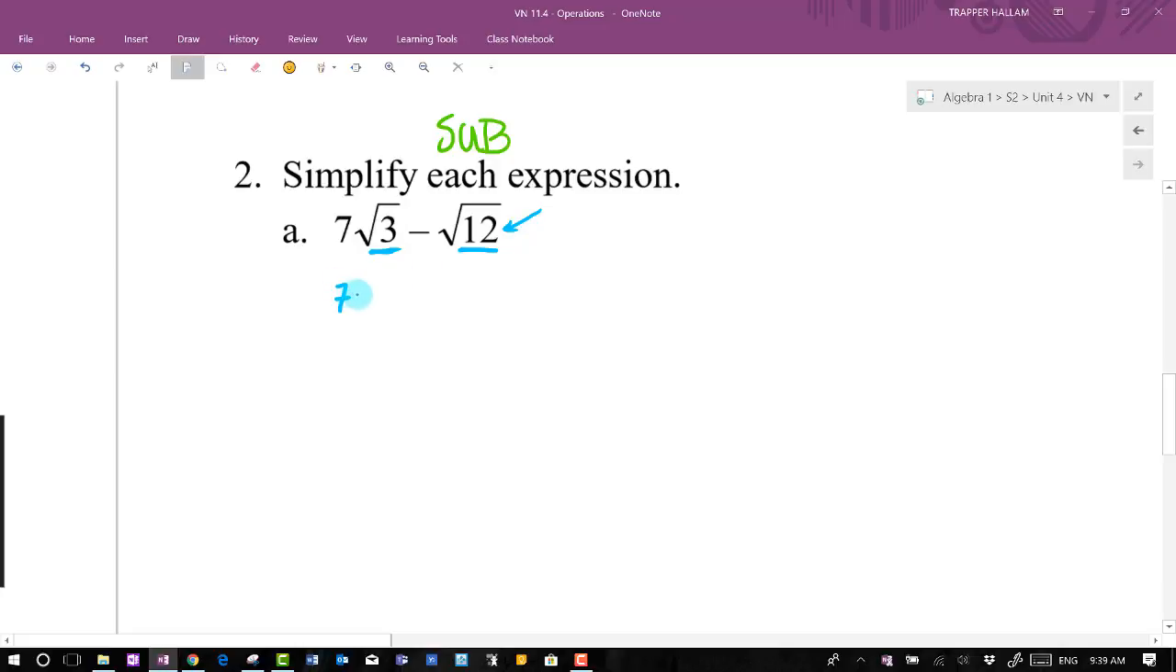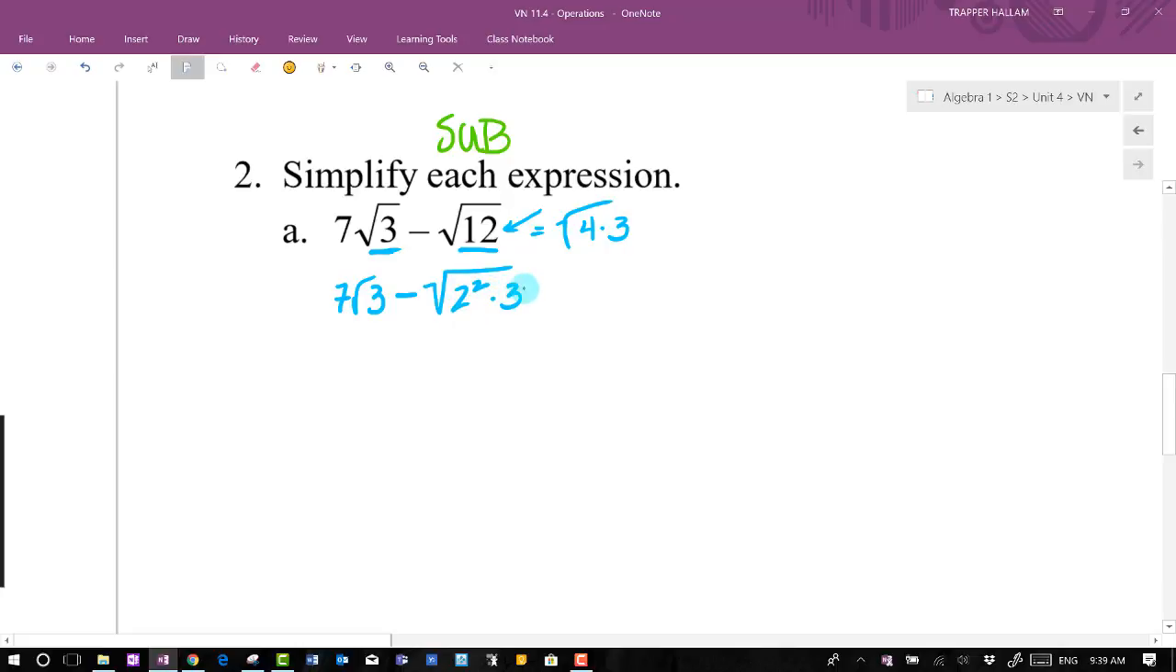Well, let's drop down our 7 square roots of 3 because we can't do anything with the 3. That is a prime number. So we're going to subtract that, but we can simplify the square root of 12. That's going to be 4 times 3. Let's do a little side note over here. That's going to be 4 times 3, and 4 is a perfect square, 2 squared.